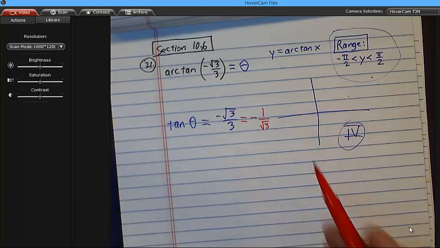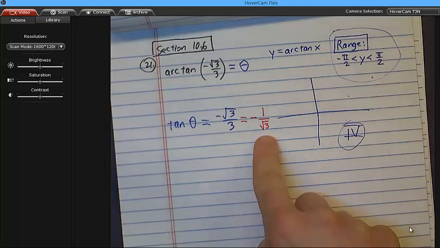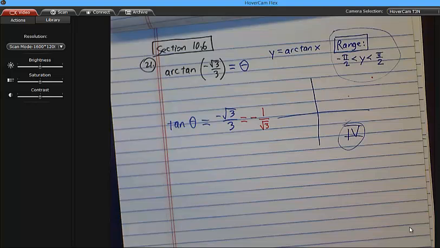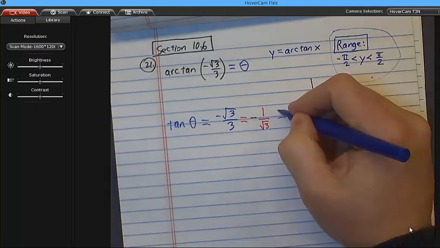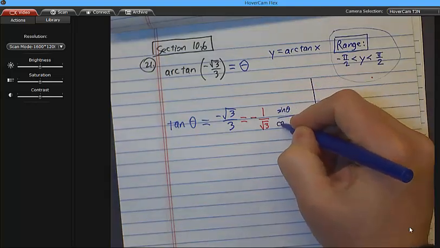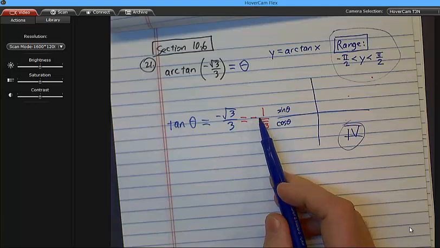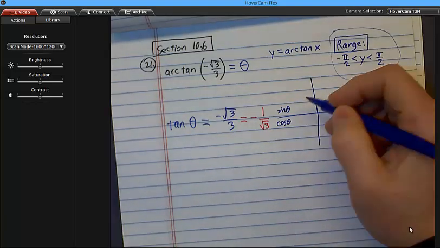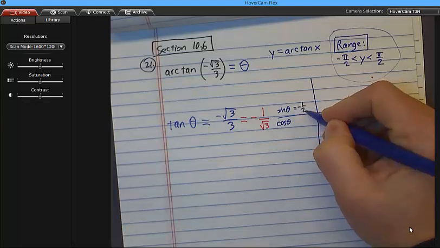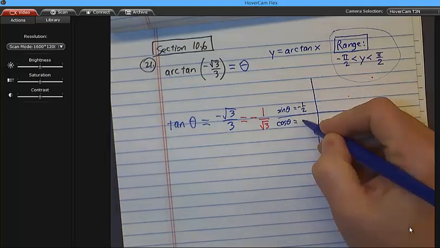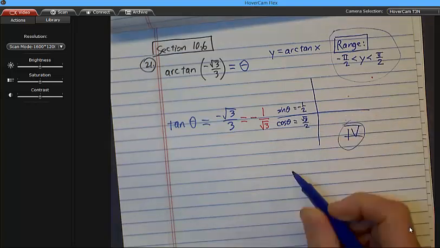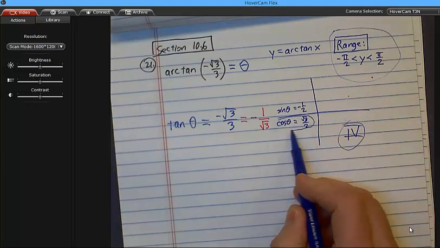But I'm telling you here that it's actually easier to look at it this way and to remember that tangent of theta is sine of theta over cosine theta. Right? So the sine, well, it's not going to be negative 1. The sine is actually going to be negative 1/2, and the cosine is going to be radical 3 over 2. That's kind of what I'm imagining.